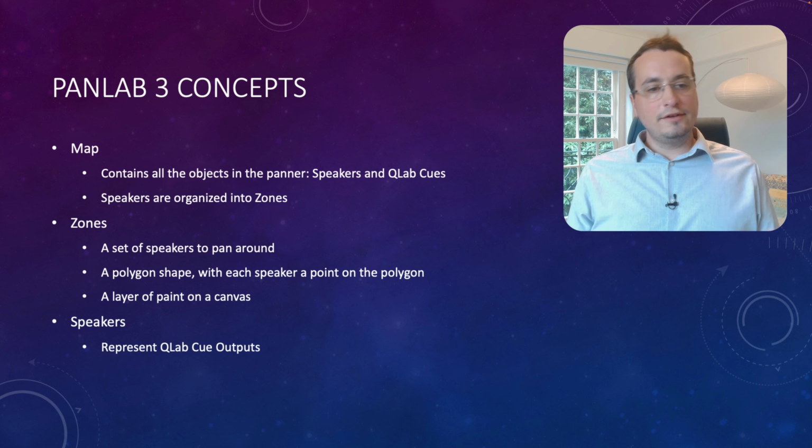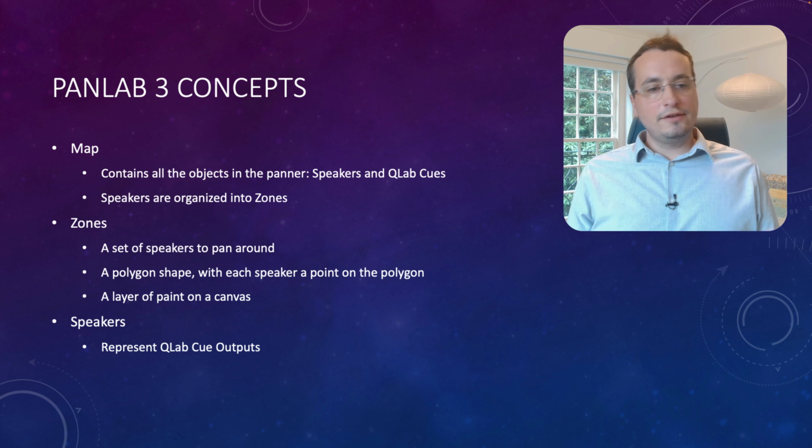So first of all, a map. When you think of a panner, everything within that panner is essentially contained within a map. A panLab 3 file can contain multiple maps, which could be useful in some niche cases, but most of the time you'll just need to be creating a single map, and the map contains all of the objects within the panner. The objects in the panner are very simply speakers and QLab Cues. Those are the two types of objects that you're going to be interacting with.